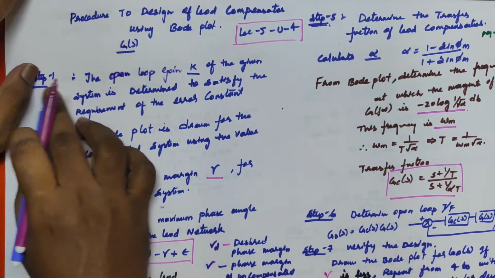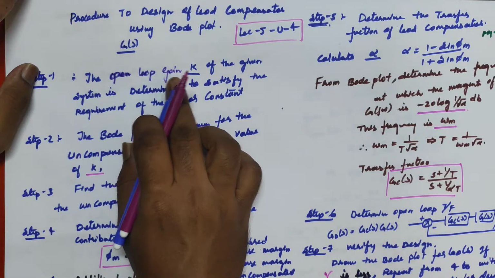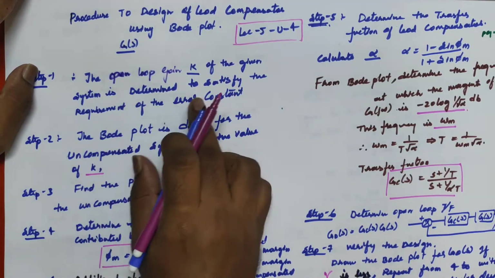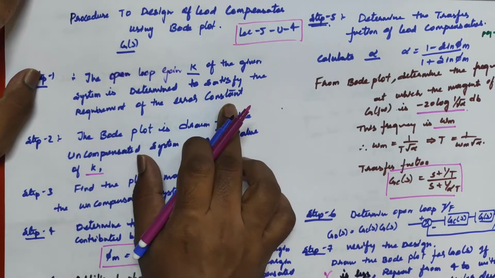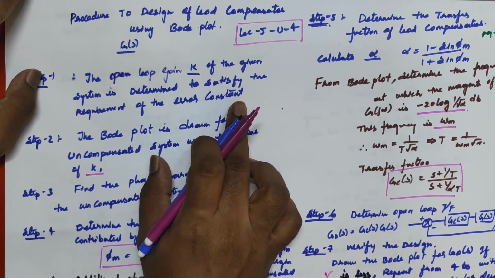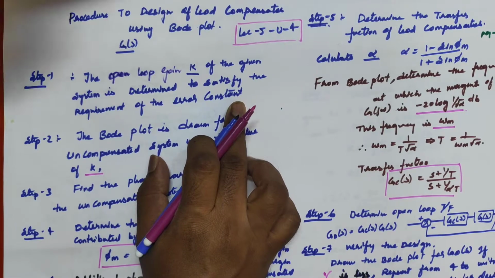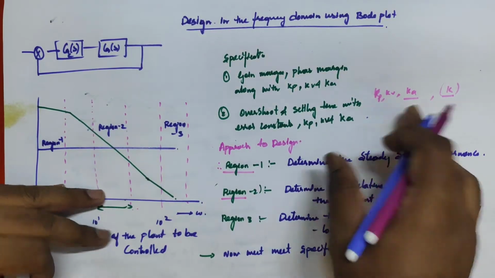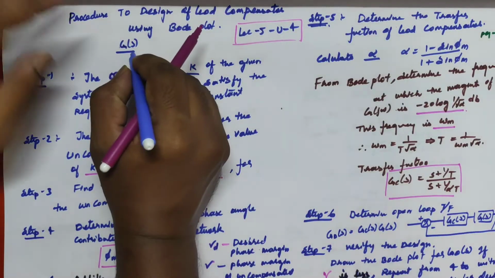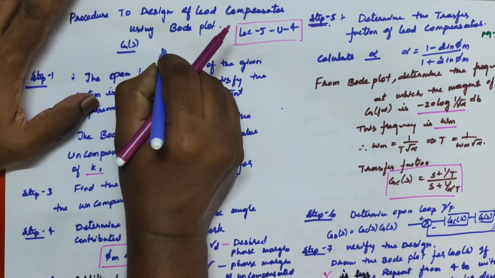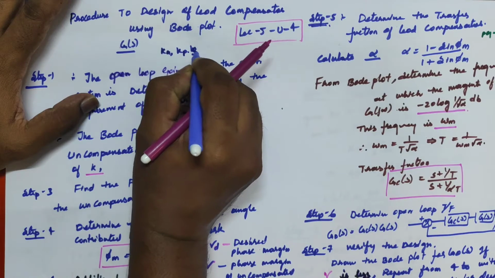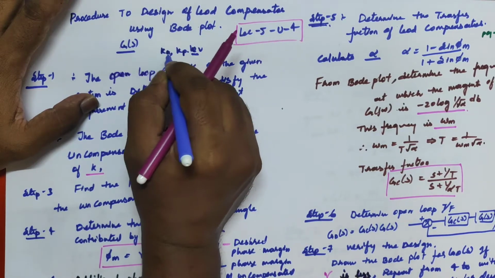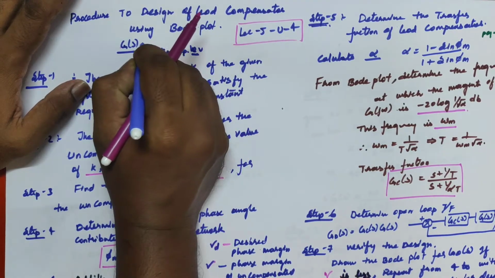the open loop gain K of this given system is determined to satisfy the requirement of error constants. In region 1 we'll find the error constants, Kp, Kv, Ka. For this transfer function they will be given a Ka value, Kp value or Kv value. Based upon the Kv, Kp, Ka, we'll find the K value for the system.